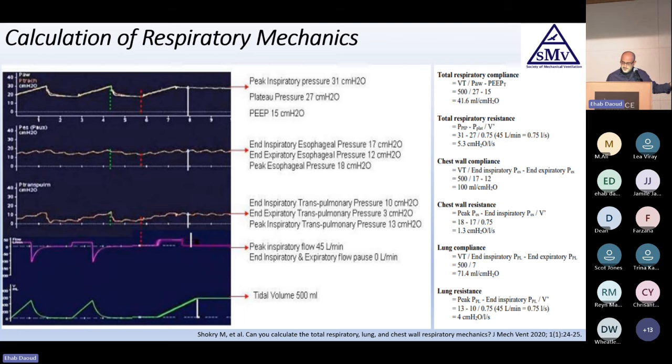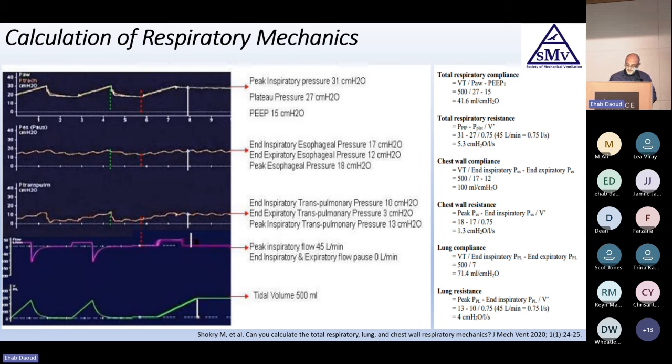If you look at total respiratory compliance, we have a tidal volume of almost 500 on the airway. We have a plateau pressure of 27. The PEEP is 15. So the total compliance is 41.6. Let's do the chest wall compliance. The chest wall compliance will be the difference between the end inspiratory esophageal pressure, or the pleural pressure, minus the end expiratory esophageal pressure. And if you look at the top here, there is not much difference. So the chest wall compliance will again be tidal volume over end inspiratory esophageal pressure minus end expiratory esophageal pressure. So 500 over 17 minus 12 equals 100, which looks pretty good.